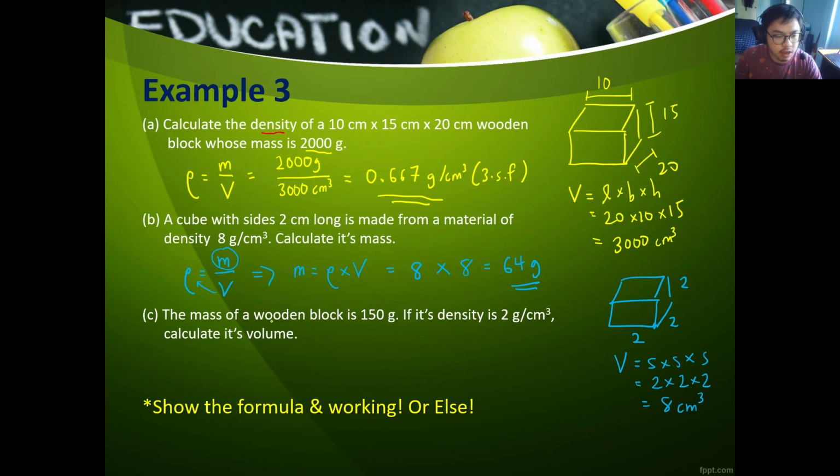Now let's do C. This time you have a mass of a wooden block that is 150 grams. It has a density of 2 grams per centimeter cube. Calculate its volume. Again, this is the formula for density. This time we want to make V the subject of the formula. That means V, we have to move it to the other side, and then density, we have to move it down there. And so the formula now is rearranged to become V is equal to mass over density. So the mass is 150. The density is 2, and that will give us a volume of 75 centimeter cube.